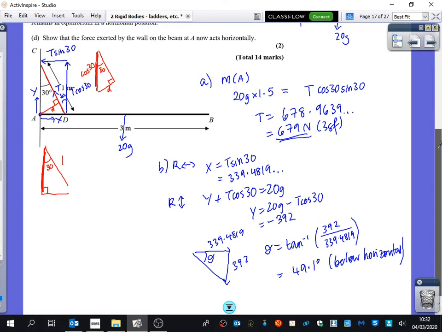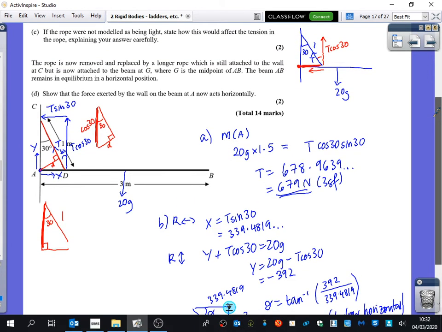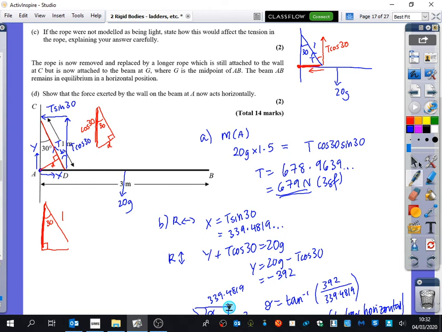Now, here comes some interesting stuff. It says, if the rope were not modelled as being light, state how this would affect the tension in the rope, explaining your answer carefully. Noting it's 2 marks, you can't just say one thing, you've got to say 2 things. If anybody's watched this or remembers this, what did I say about ropes not being modelled as light?